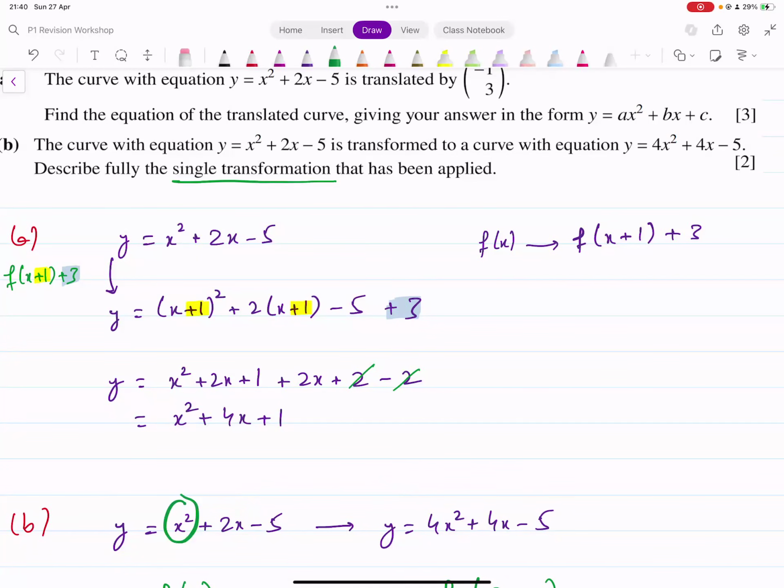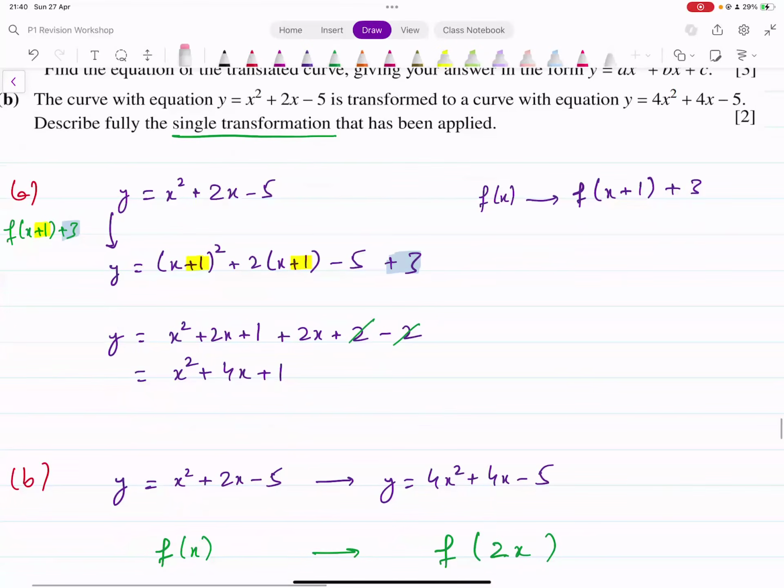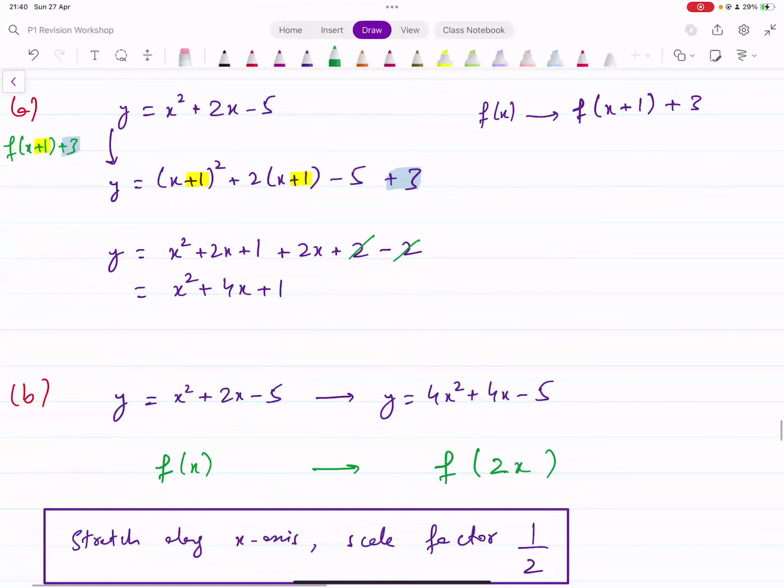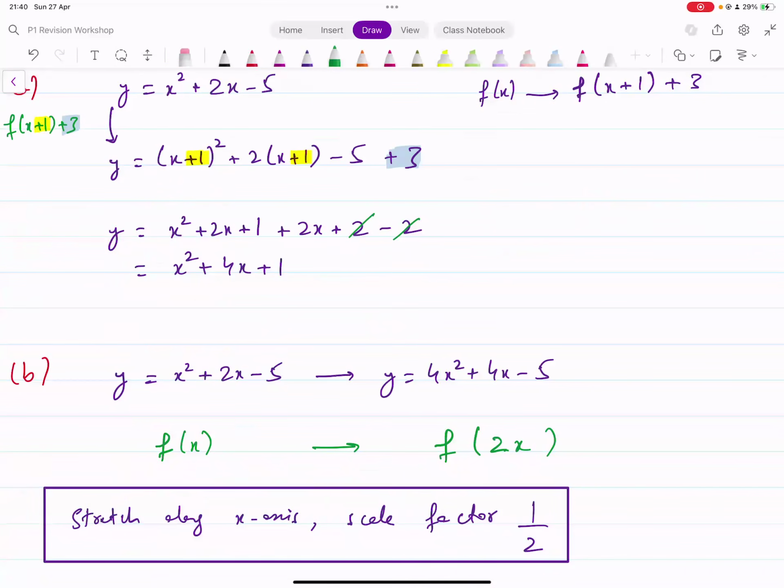X squared, if you replace that with 2x whole squared, that becomes 4x squared. So yes, that's what is happening. You have f of x going to f of 2x. So that's a vertical stretch. That's a horizontal stretch. Scale factor 1 over 2.